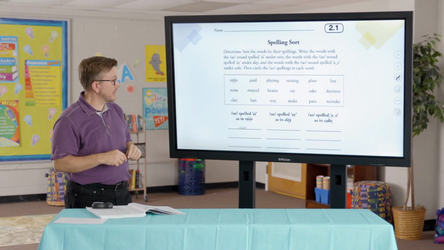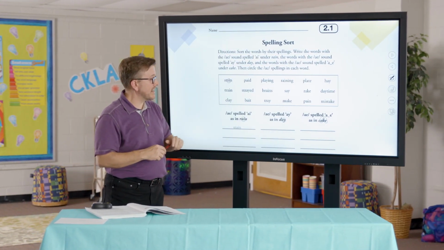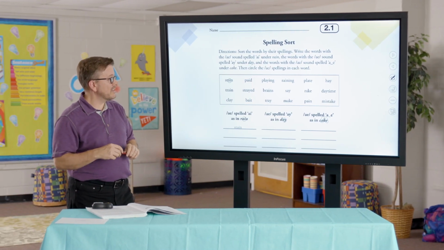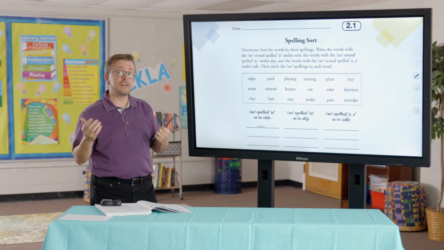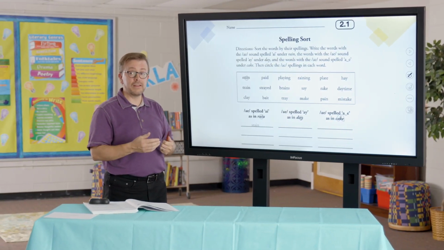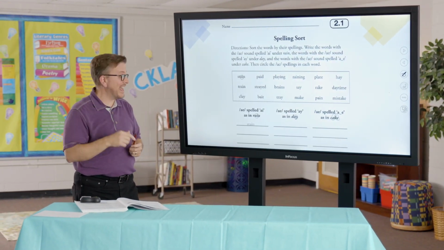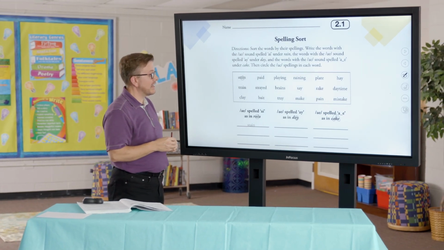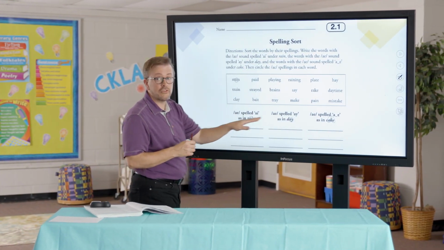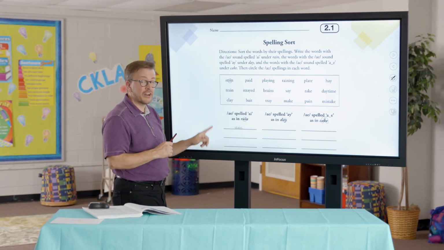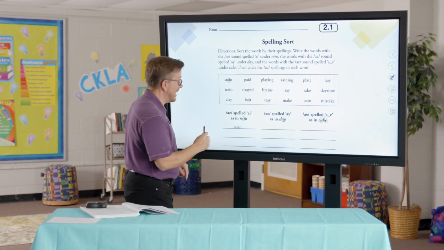Let's look at the next one. Let's go to paid right next door. So paid, what's the sound you hear? You hear the long A, and now ask yourself, how is that long A sound made? And you're right, it's made with that AI. Okay, so we're going to write that paid under rain, day, or cake. Which one would you say? That's right, we're going to put it right under rain because it has the AI.